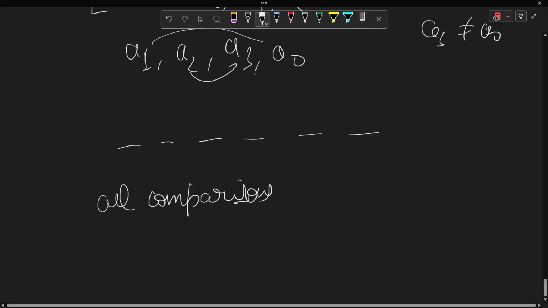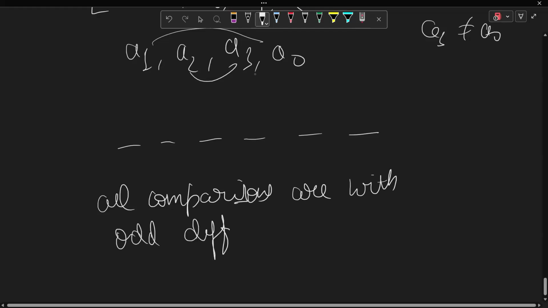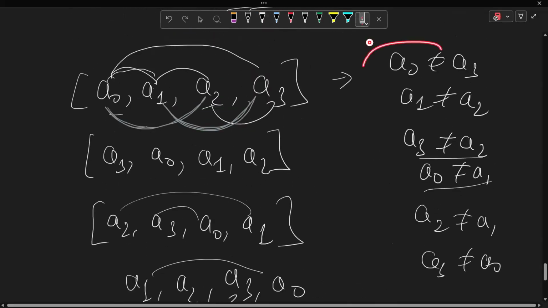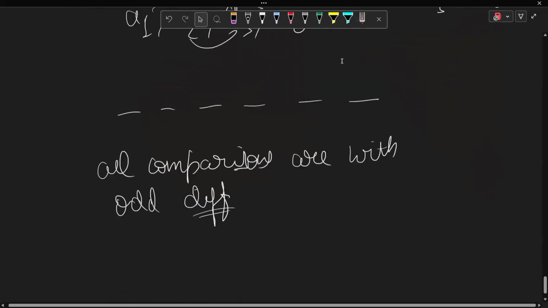comparisons are with odd difference. Okay, basically, if you just look at this, these two are being compared, they are at an odd distance. These two are compared, odd distance, odd distance. So basically, always two elements of different parity are compared.